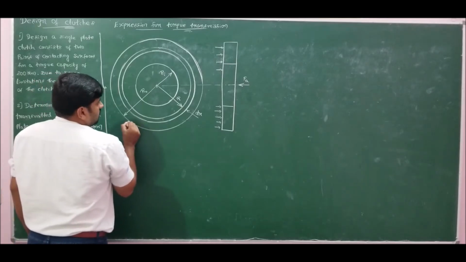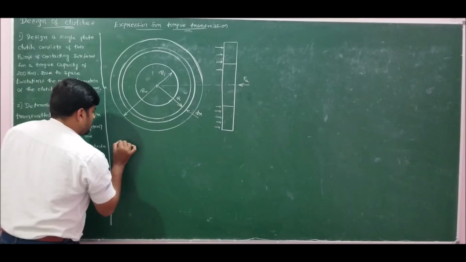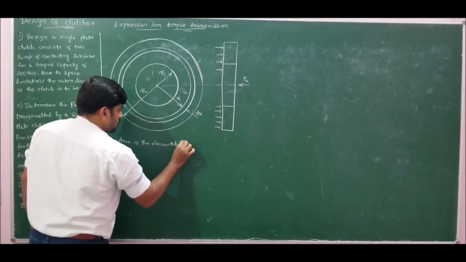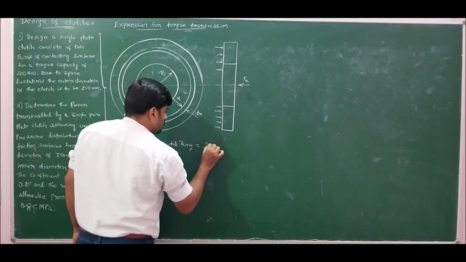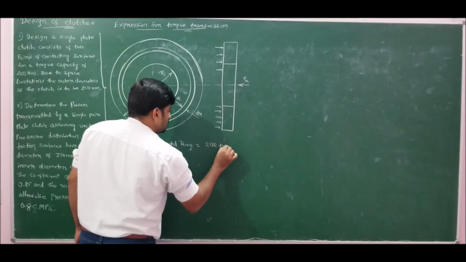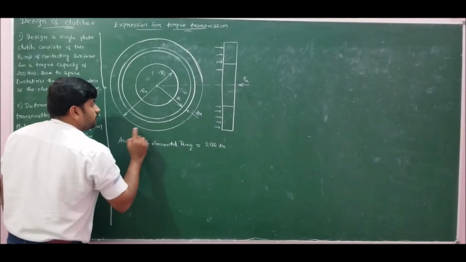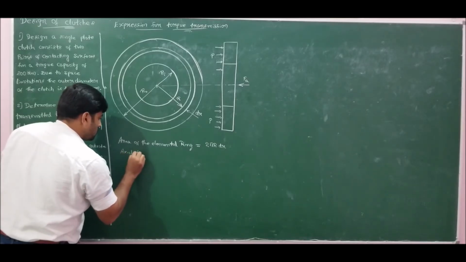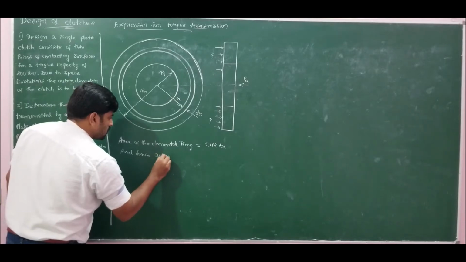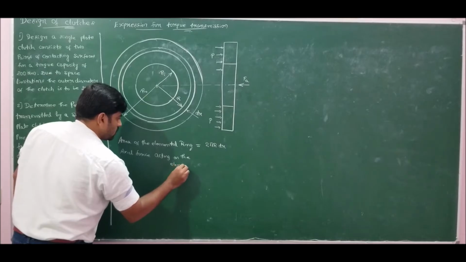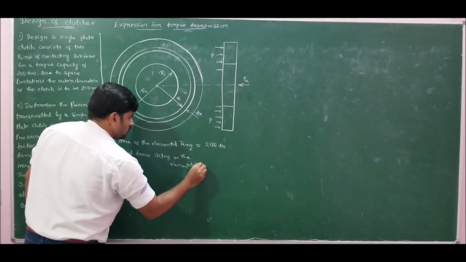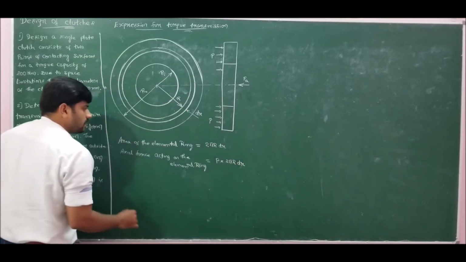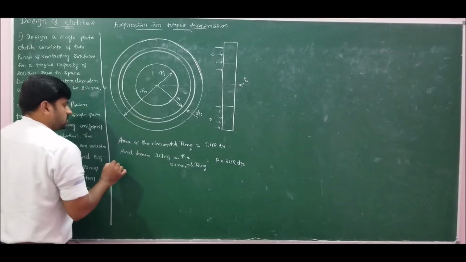Now the area of the elemental ring will be equal to 2 pi r dr. If p is the pressure acting, then the axial force acting on the elemental ring will be equal to pressure times area, that is pressure into area, p into 2 pi r dr. Now we have determined the axial force also.